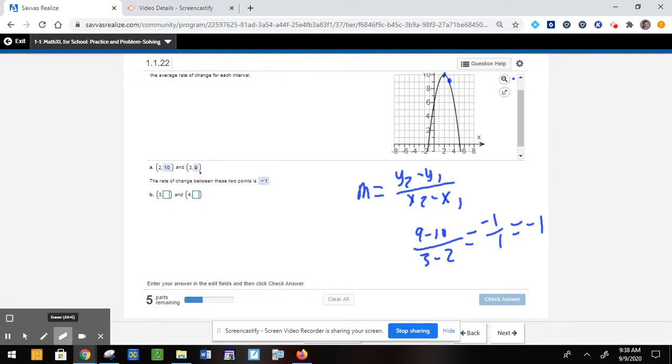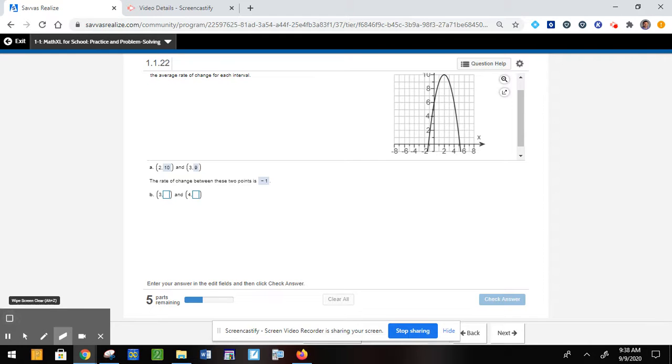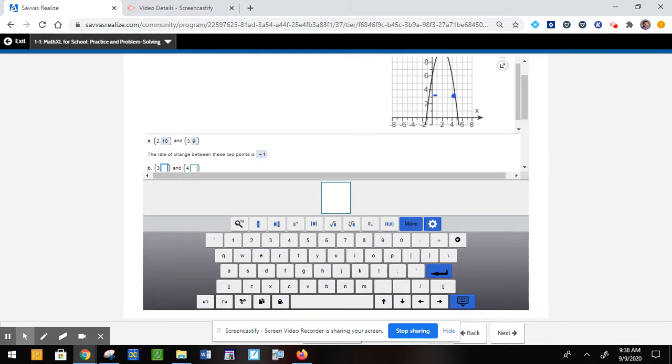Now it's asking us to do the same thing, just with 3 and 4. Well, we already know that the y value associated with an x value of 3 is 9. So that part's the same. When it's 4, the y value is 7. So let's just type those in. So 9 and 7.